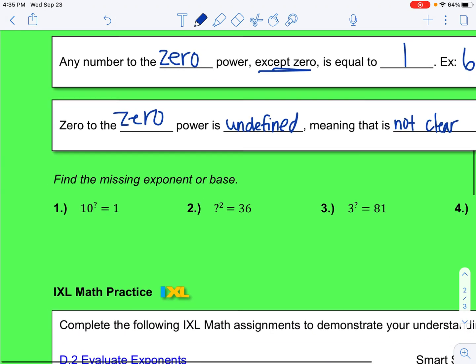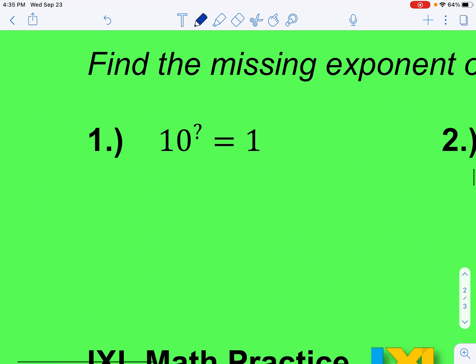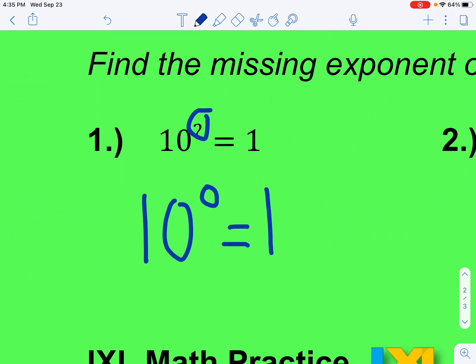So now we are going to look at our last set of examples. This is asking us to find the missing exponent or base. Remember, our base would be like 7 and our exponent would be 4. Our exponent's always the small number up on the top. So if we're looking at 10 to something power is equal to 1, what power does this need to be? It needs to be to the 0 power, because anything to the 0 power is 1.